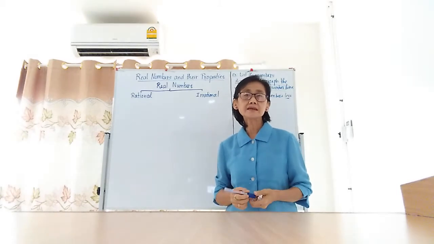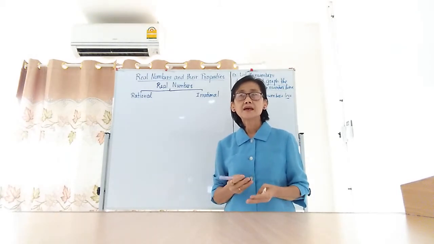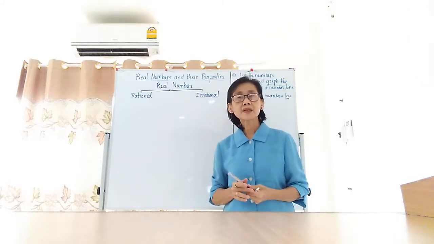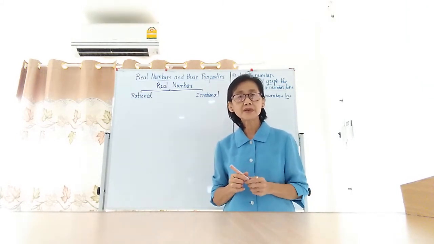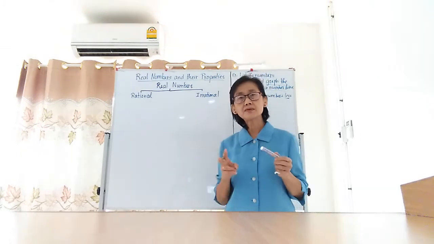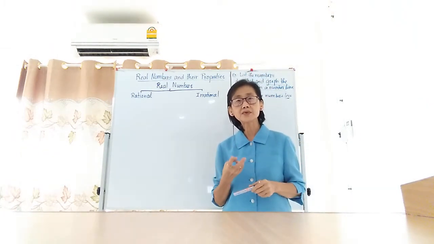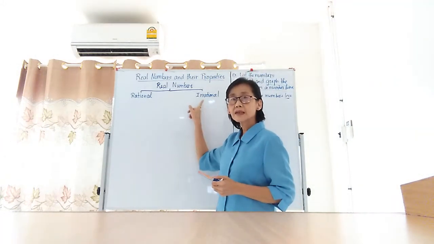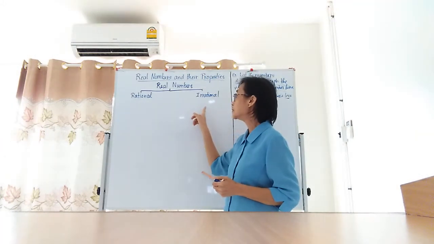Most students answer as all the numbers on the number line. Then we're going to classify all the numbers on the number line. Okay. Real numbers, we'll break down into two kinds. One is rational numbers and the other is irrational numbers.